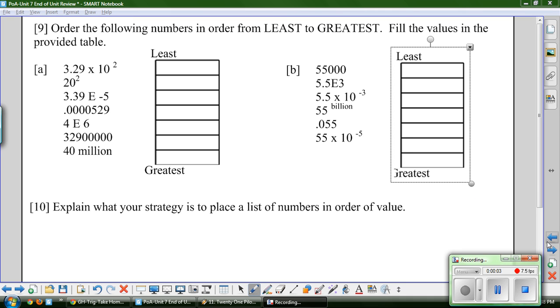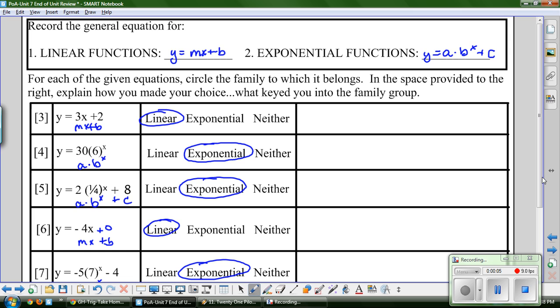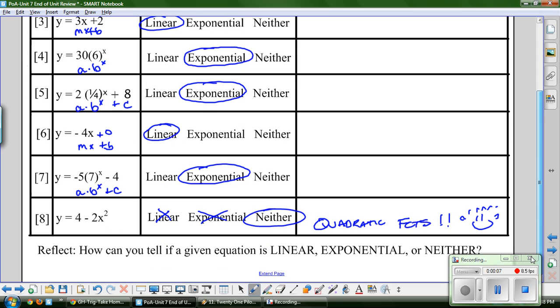Alright, check it out, guys. Here's part 2. We just finished part 1, ending on this question, going up to number 8, about whether data is linear, exponential, or neither.